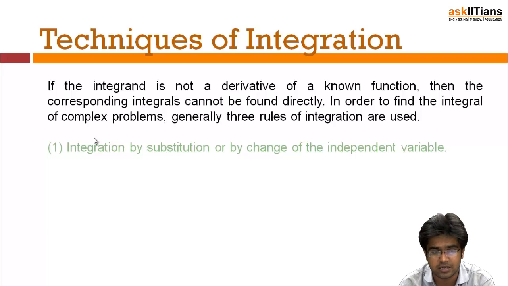The first technique is integration by substitution or by change of variable. This is the most important method. Now integration by substitution clearly says that we are going to substitute something as something else. Or by change of independent variable. The independent variable is x. We are going to change it to some other variable. I'll tell you how we are going to do this.